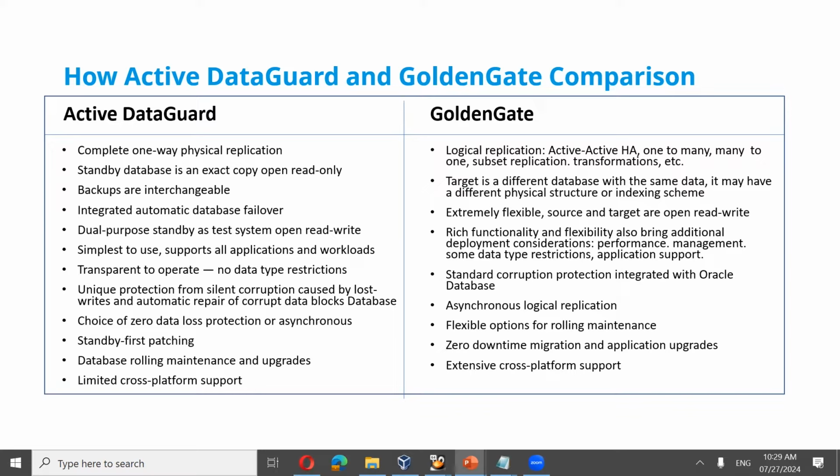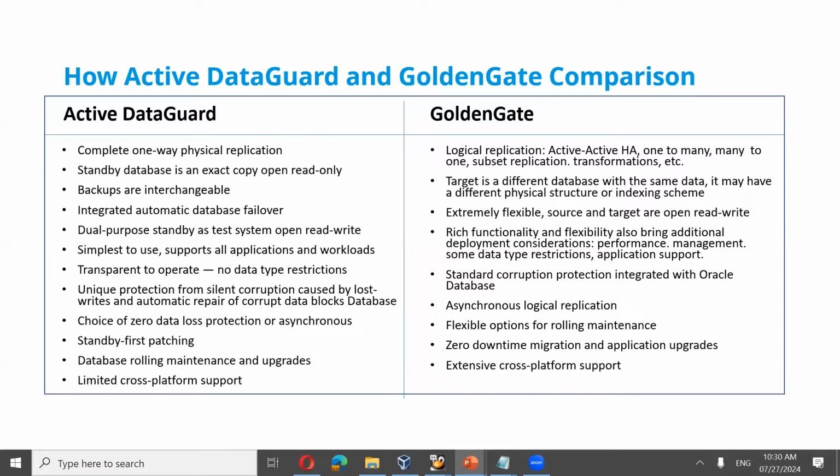One of the major things with GoldenGate, as I told you in the beginning as well, is that you can have one source and multiple targets, or multiple sources and a single target. GoldenGate supports one to many and many to one replication. You can perform data filtration and transformation as well. With Data Guard, you cannot do that.